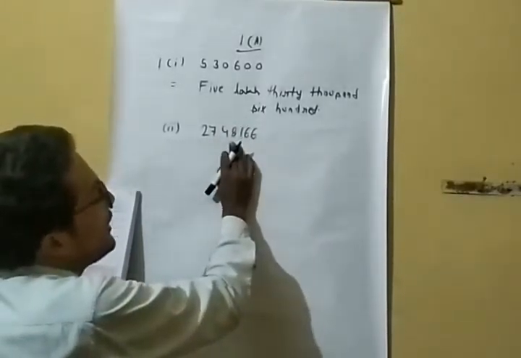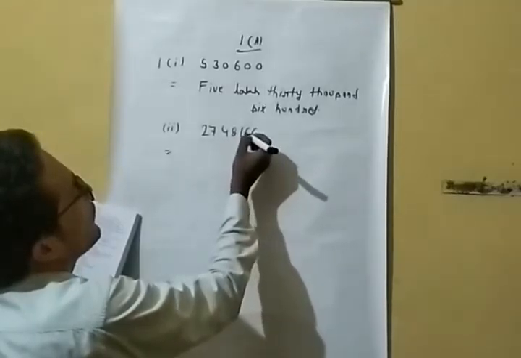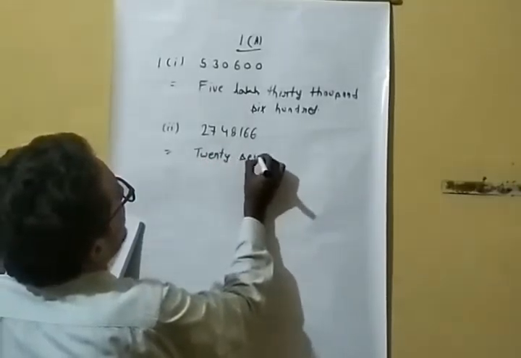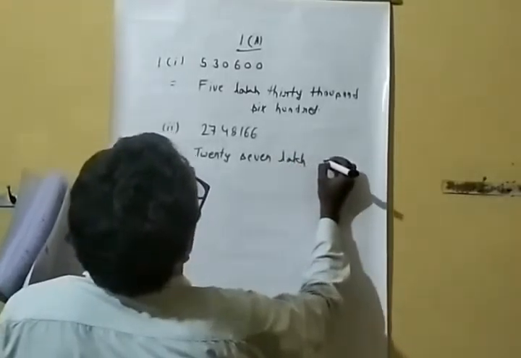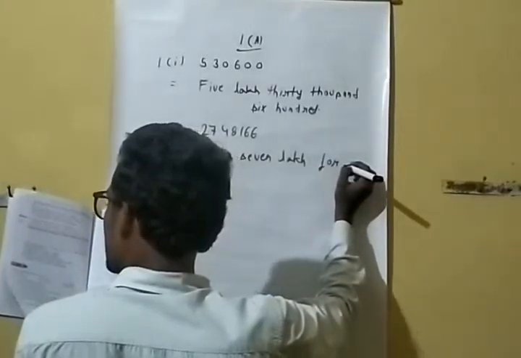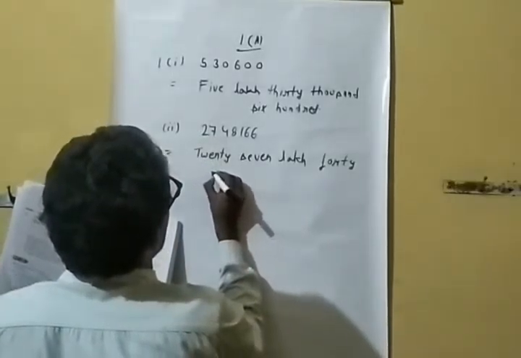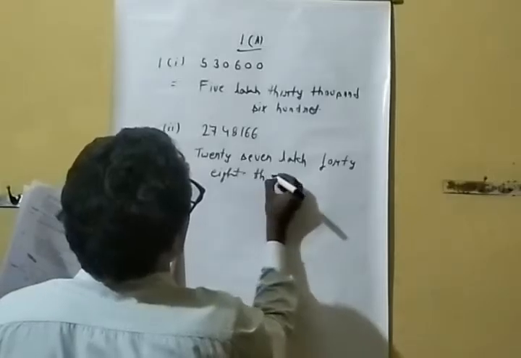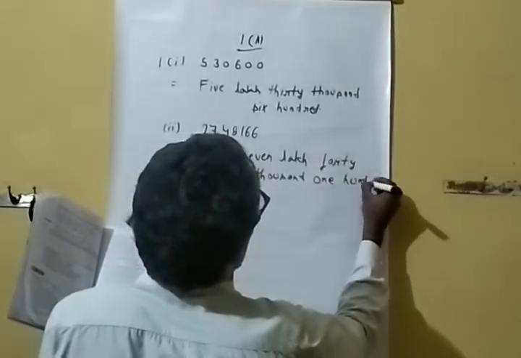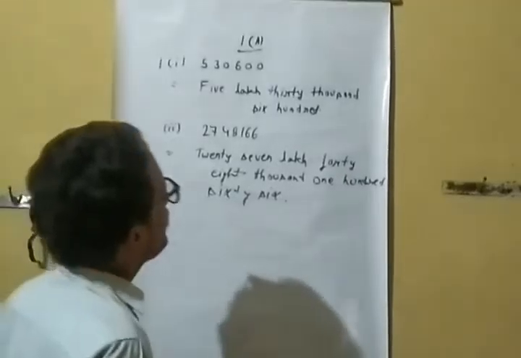Okay, the next part is 27,48,166. Here we count ones, tens, hundreds, thousands, 10,000s, lakhs, 10 lakhs. So it is 27 lakhs and 48,166. I think you all have got it.